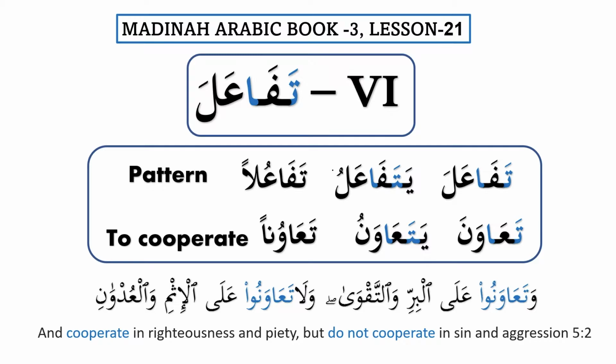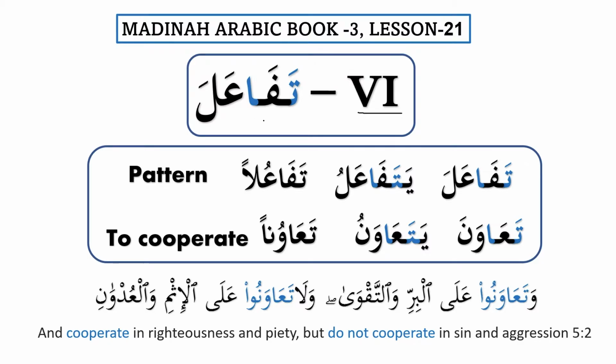Let's begin lesson number 21. In this lesson we are going to discuss verb form number 6. Overall this is form number 6, and when we talk about the derived forms, they start from number 2.